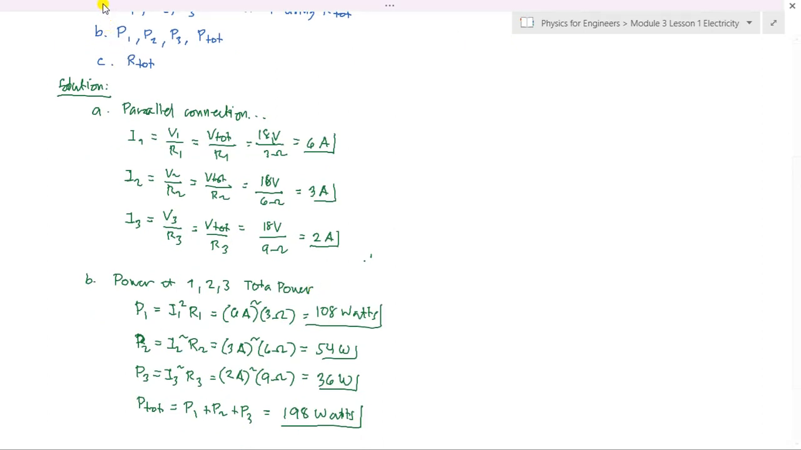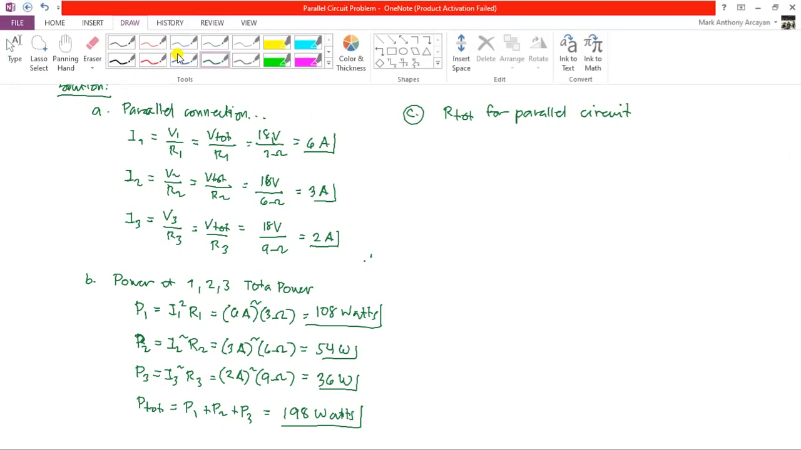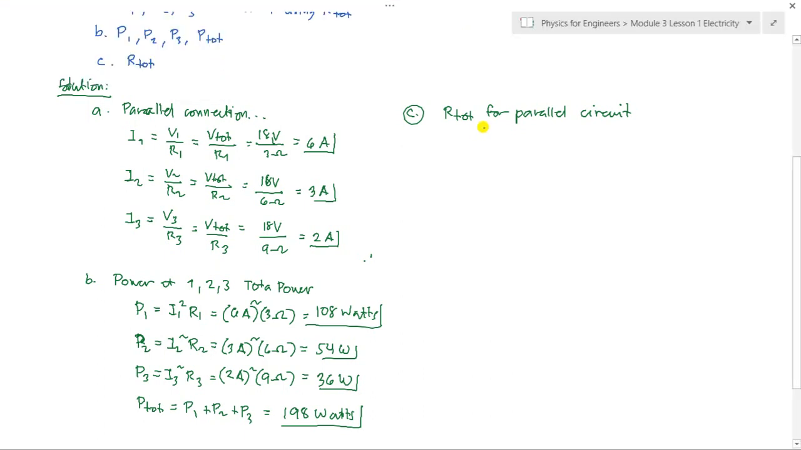Let's proceed to section C. Section C is R total, the total resistance for a parallel circuit. Okay, it's a parallel circuit, so for the total resistance of a parallel circuit, we have... What is R total? Is it just the sum of the individual resistances, or is it different?